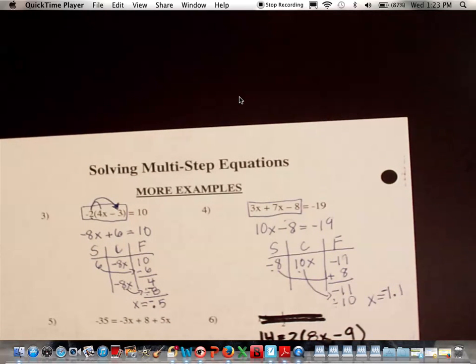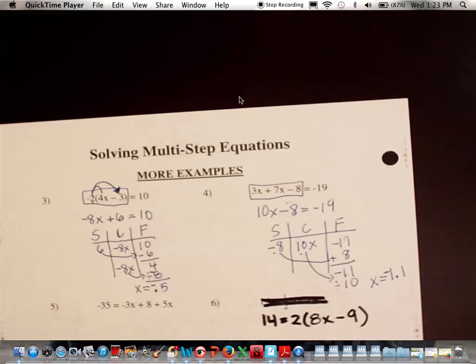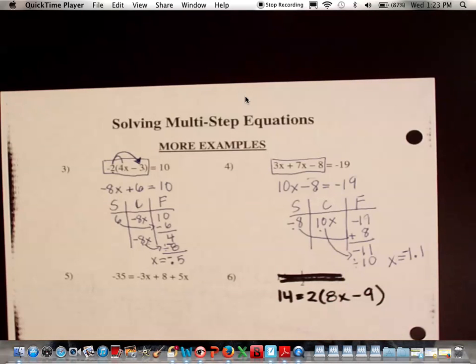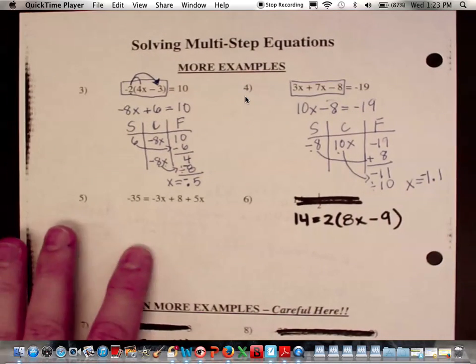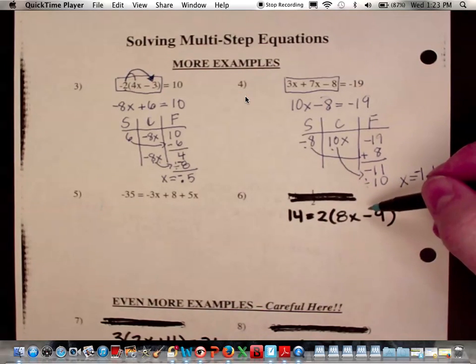So that's all the steps you need to do. Okay? Combine like terms, do the distributive property, whatever needs to be done, that's how you do those. I'm going to do one more here with you. I'm going to skip to number 6 because I'm going to let you do number 5, 7, and 8 on your own here.